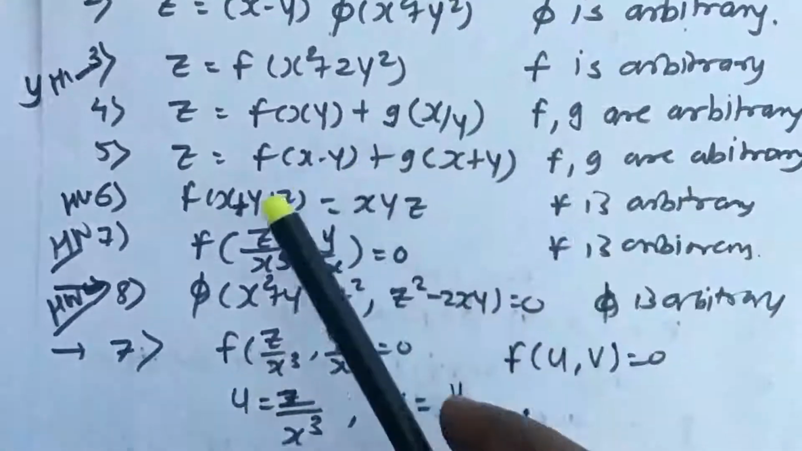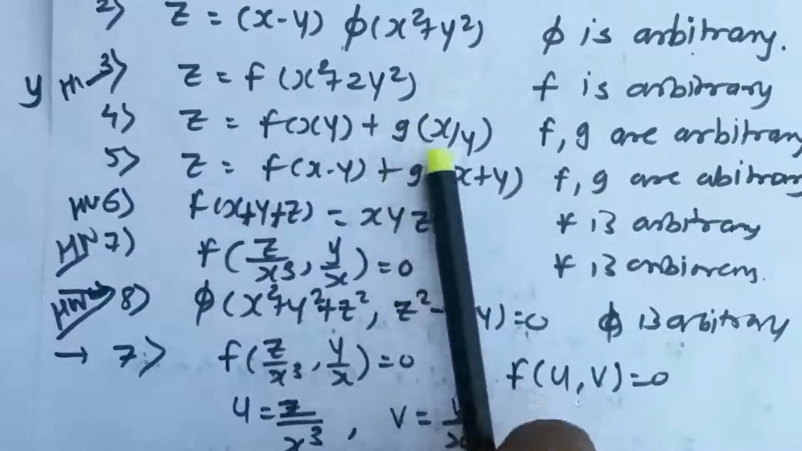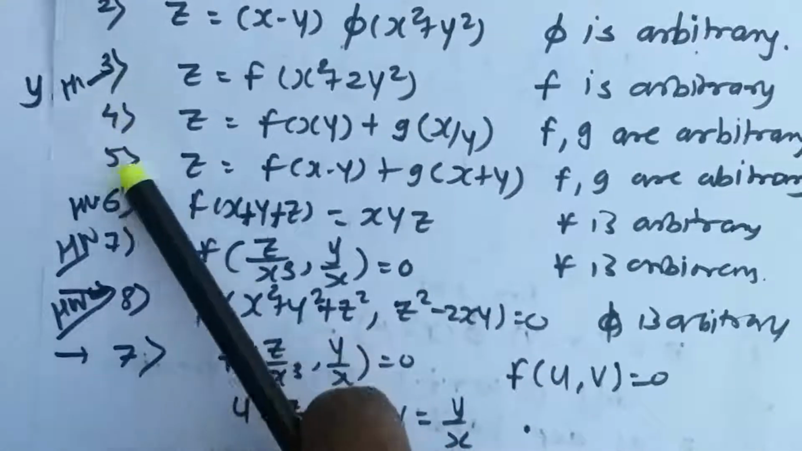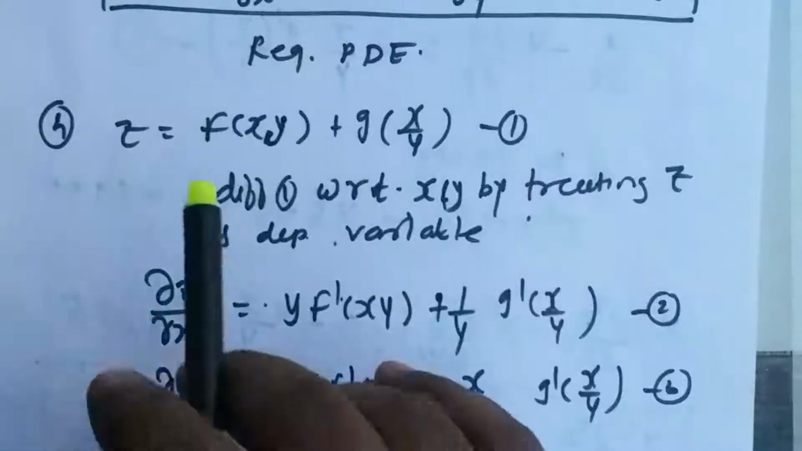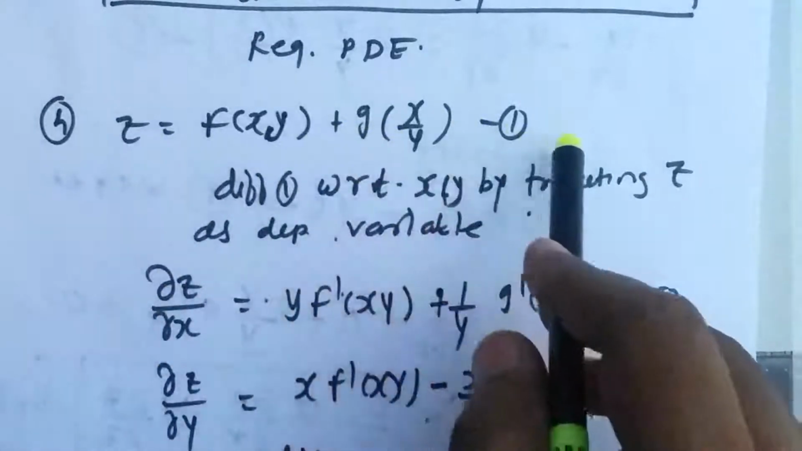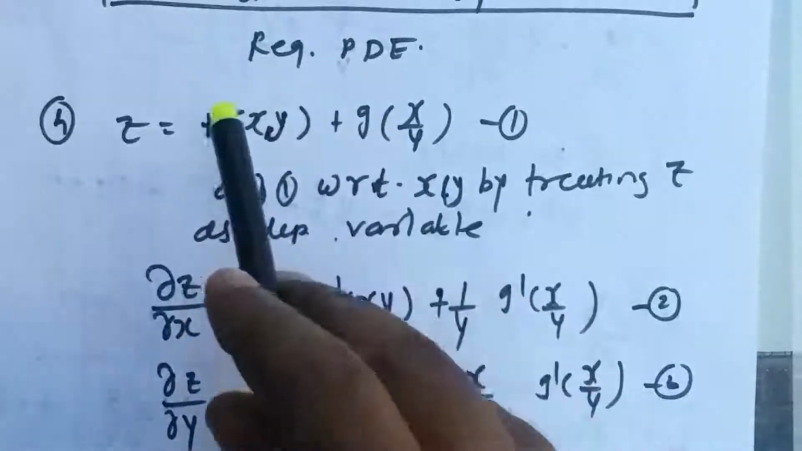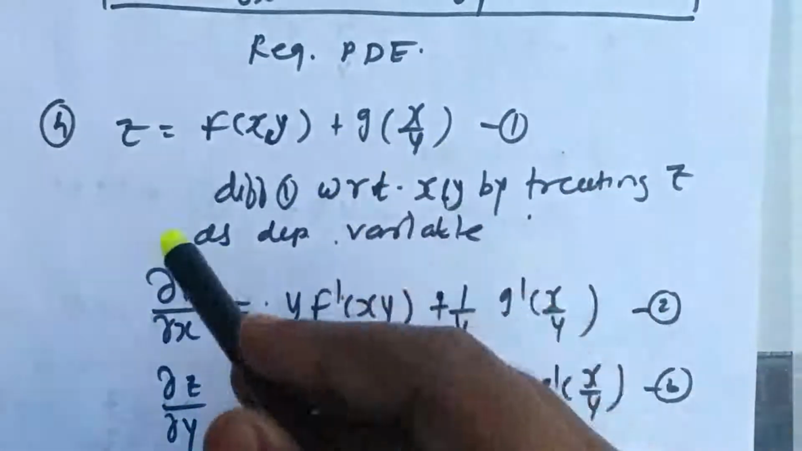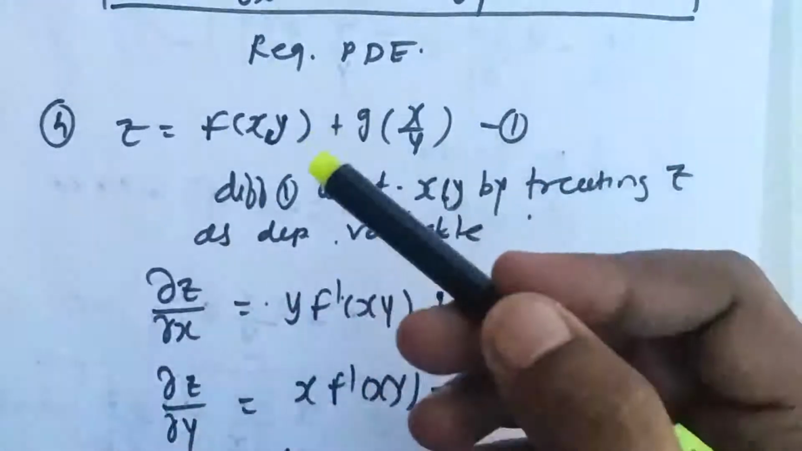Now only one case remains, when we have two arbitrary functions. There are also two examples, one I will do and one you have to try. I will do example number 4, you try example number 5 of a similar type. Example number 4: z equal to f of x into y plus g of x by y. Now here we have two arbitrary functions f and g. We need to eliminate both of them. Whenever we have more than one, that is two arbitrary functions, we'll get a second order differential equation. We need to carry out differentiation two times.